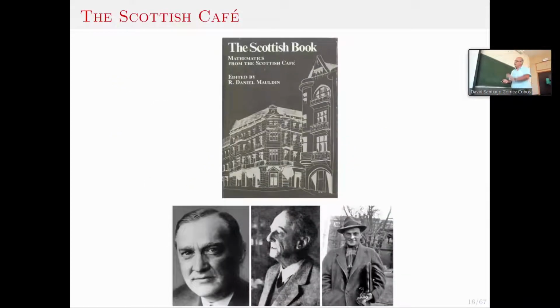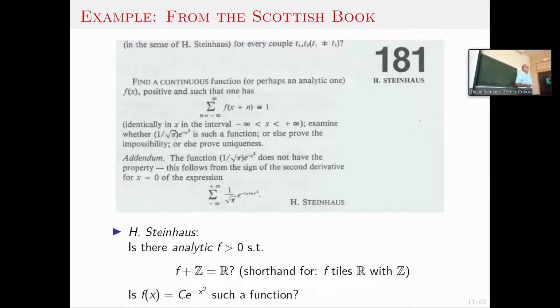And then I started giving you some examples. The first example I gave you was a problem from the so-called Scottish book, which was the following. Steinhaus had asked if one can find a positive, strictly positive everywhere analytic function which tiles the real line when translated at the integers. This is the question of Steinhaus. And the interesting thing for us that the proposed solution, or the proposed candidate for solution, e to the minus x squared, had no hope in the world to ever do this, because the Fourier transform of f, of this f, maybe I'll do this again.